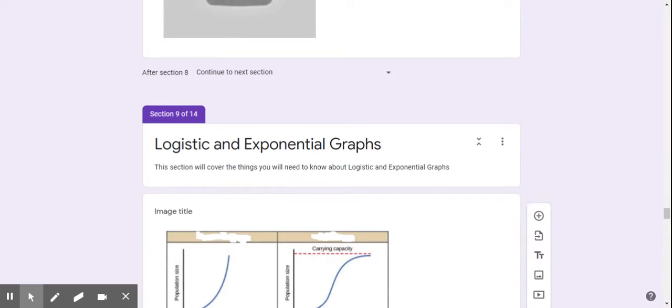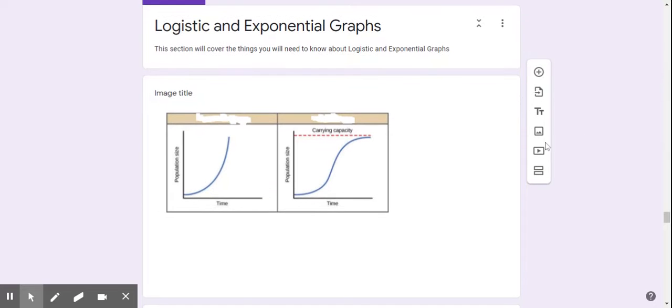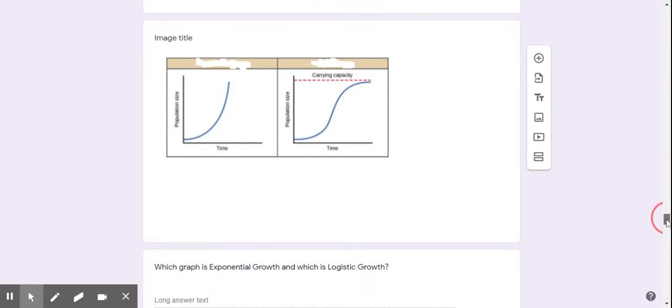Now, at which graph would you see it and at what point? Well, we would see that in the logistic graph. And we would see it right around here when we start doing the evening out. And so we start seeing the carrying capacity whenever we start approaching it.